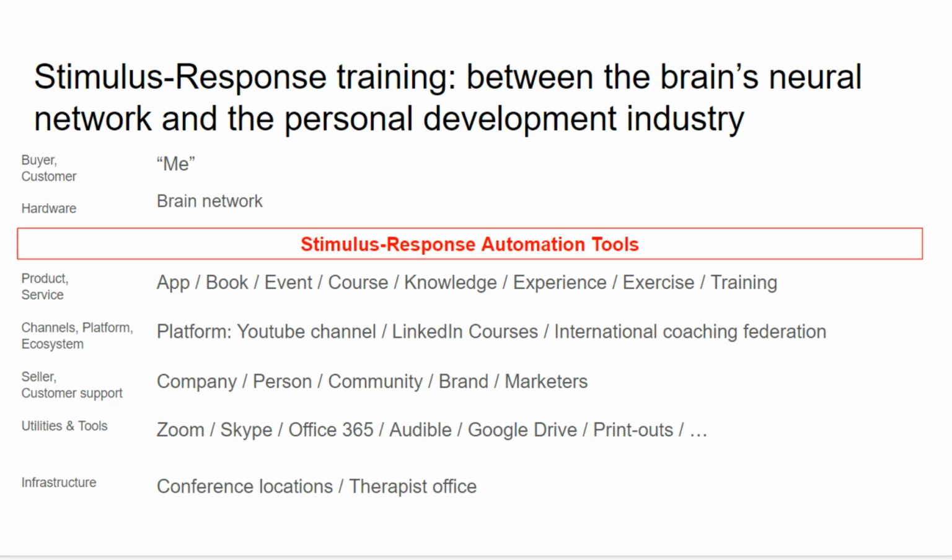Stimulus response training is something that is missing on the market today, and it sits between the brain's neural network and the personal development industry. This is where the tool can be placed, and it's not there to compete with things that are already on the market.